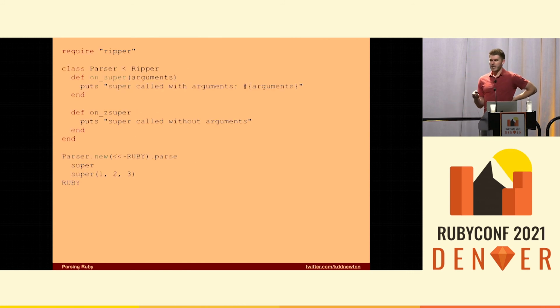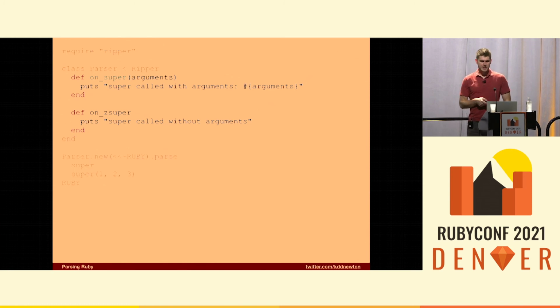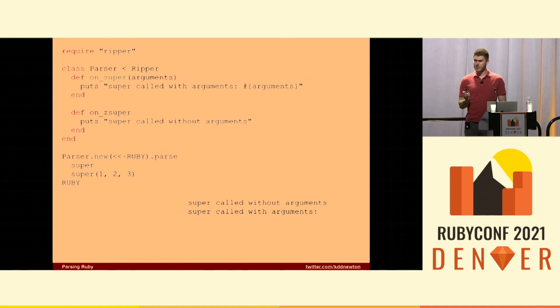If we try to build a parser using Ripper to handle this, and we pass in this stuff, we build these handlers for these events. ZSuper took no arguments, super took one argument, and we tell it to go parse. We'll get this: super called without arguments, great. ZSuper worked just fine. Super called with arguments, and we get nothing. Why did we get nothing?